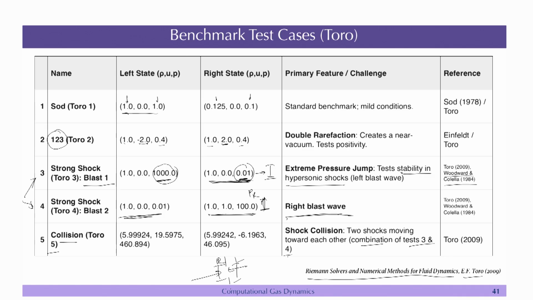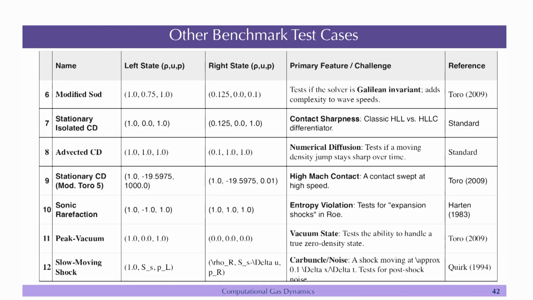So, these tests have been created to look at which numerical scheme is better and which numerical schemes fail under what condition. The Sod shock tube we have already seen. Before we go to the description of all these test cases, there are some more cases which I have picked up for you. There is one called the modified Sod. In this modified Sod, we just assign some velocity on the left hand side.